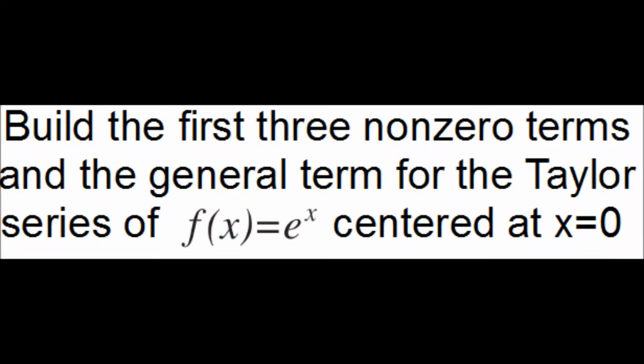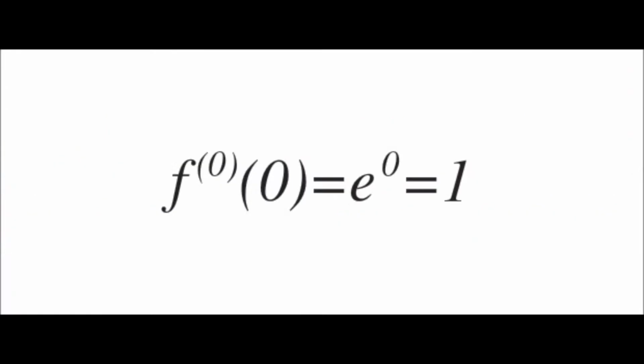Oi, laddies, there's a big rock over there. That's an asteroid, Daniel. Not to worry, we can solve it. Build the first 3 non-zero terms and the general term for the Taylor series of f of x equals e to the x centered at x equals 0. Since we are building 3 terms, we need the first 3 derivative parts of f of x.